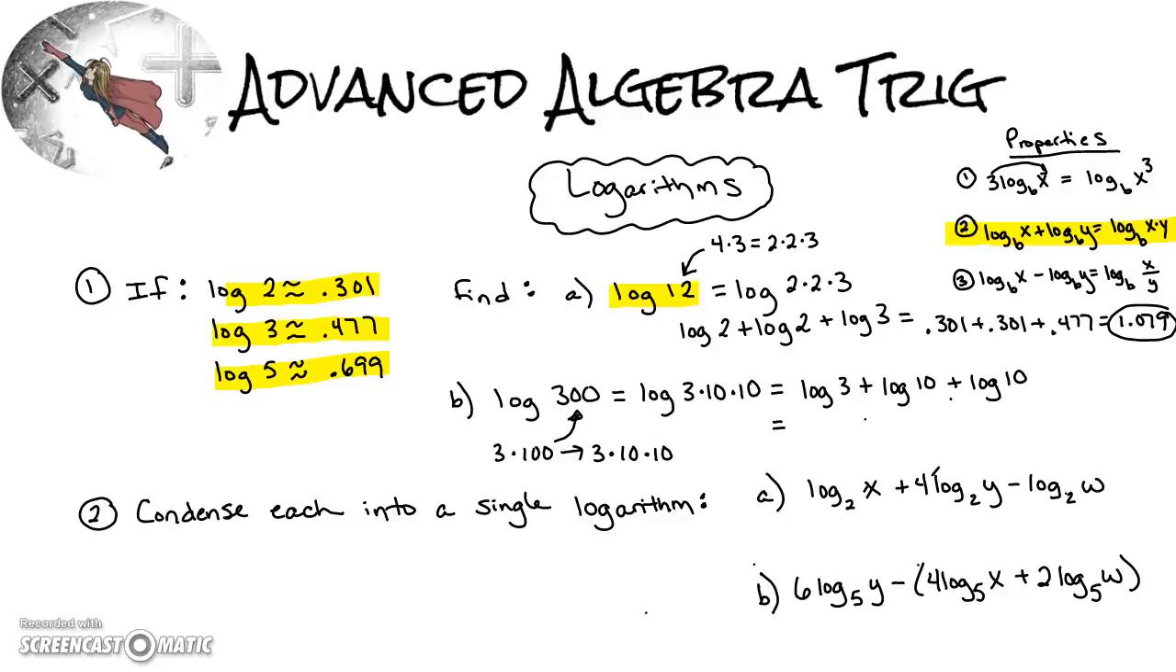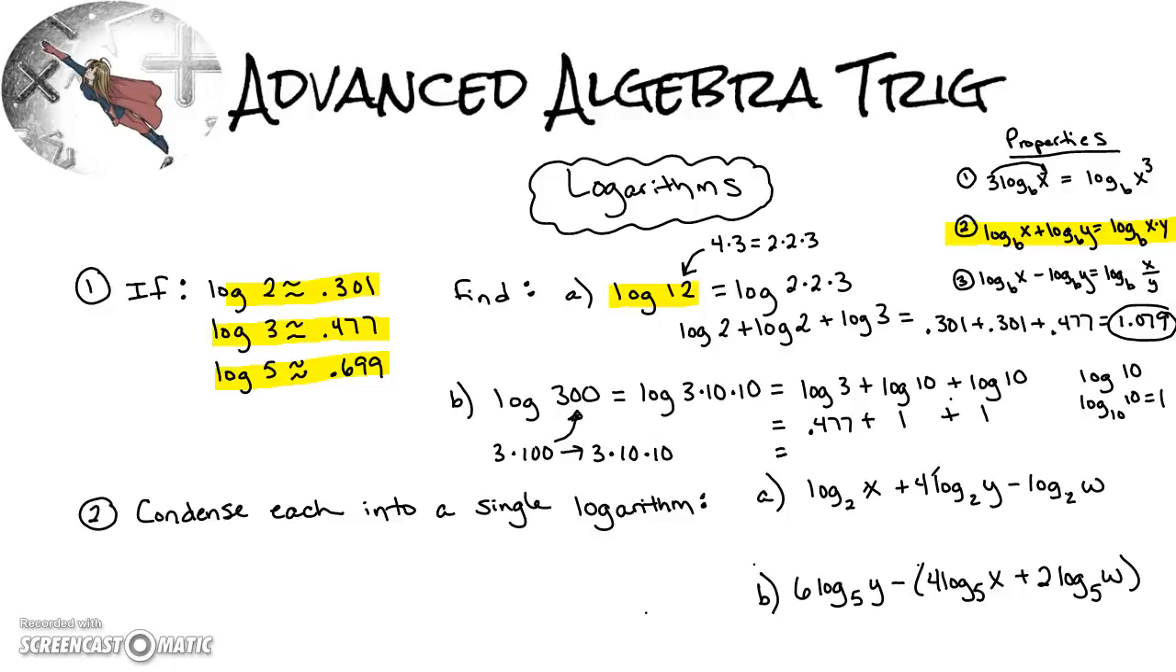Now, they told us log of 3 was the decimal 0.477. They didn't tell us the log of 10, but that's because they expect you to know the log of 10. The log of 10 is the same as having the log base 10 of 10, and that would just equal 1, because you're saying 10 to what power equals 10, and that's just the first power. So this is adding 1, and this is adding 1.